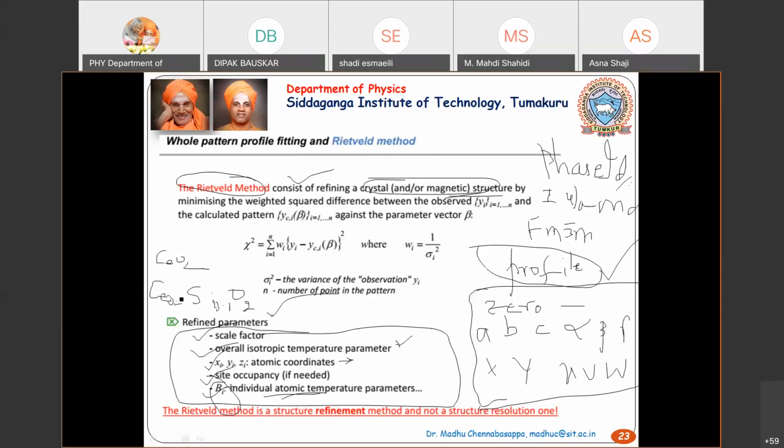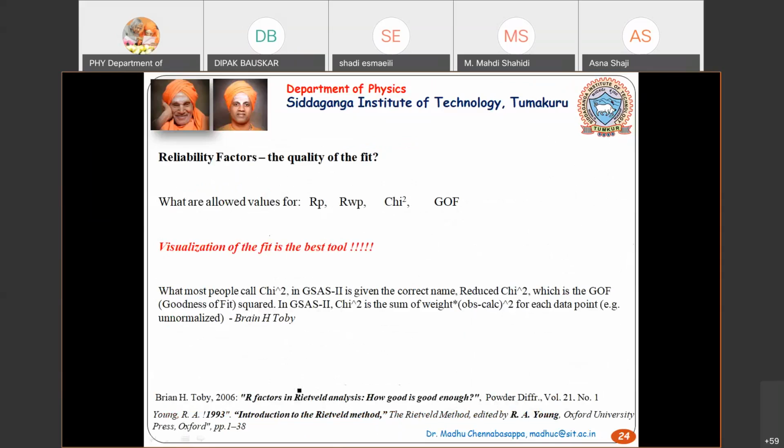If it is at room temperature, then this cerium may be vibrating. If I increase the temperature, then the vibration of this cerium will increase, right? So that has to be taken care of in your fitting, and that is taken care of by your B-iso. These are the things that you should know before doing your Rietveld fitting.